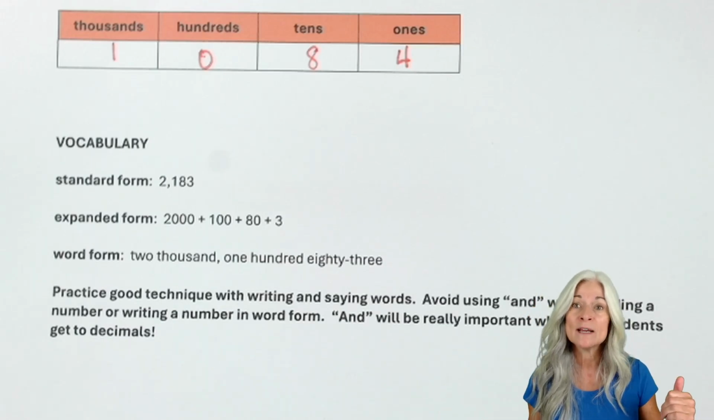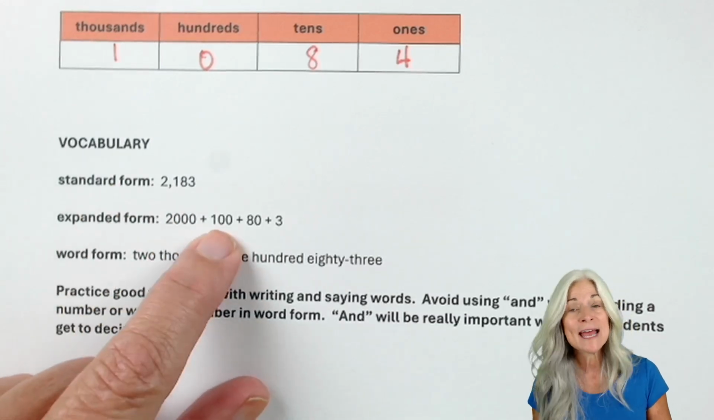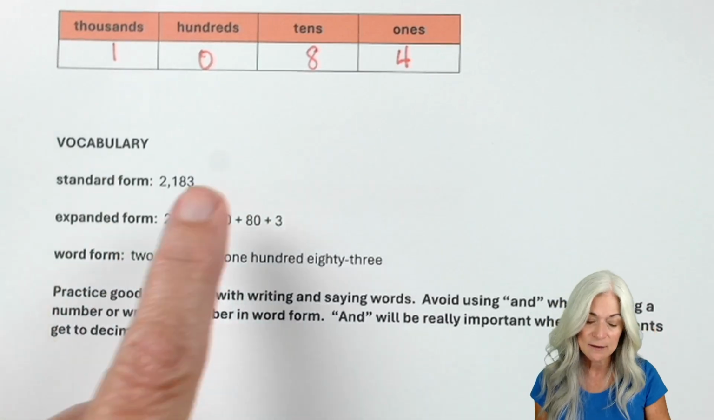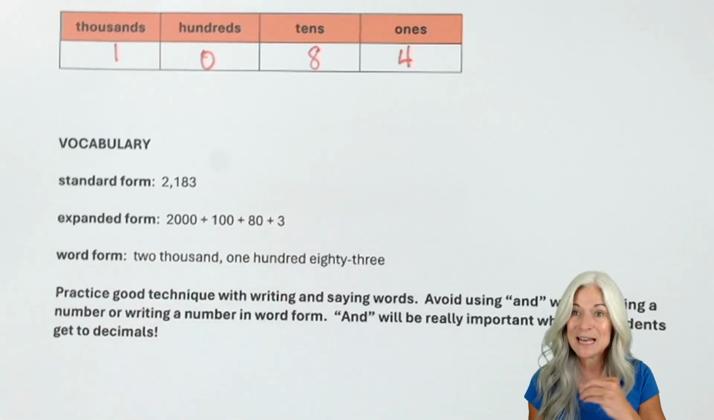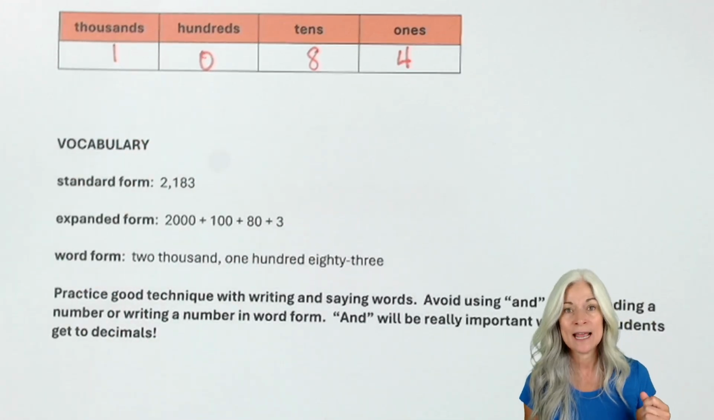Expanded form, it's where we look at each one of the numbers in the place value and we write that out as an addition expression. Super important for them to make that connection that we have to put the plus sign in here because we would have to add all of those up to get 2,183.